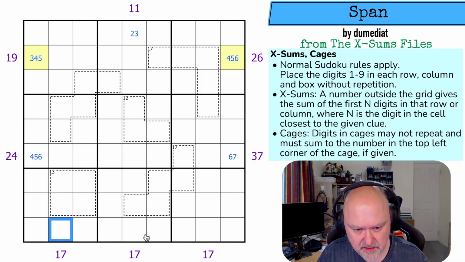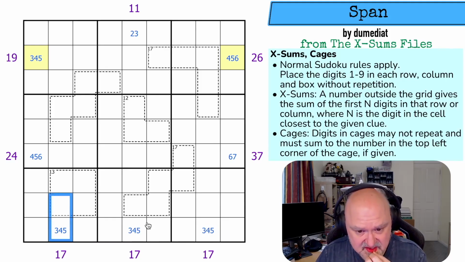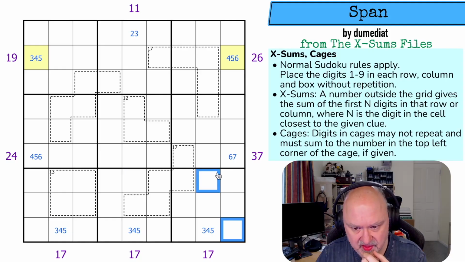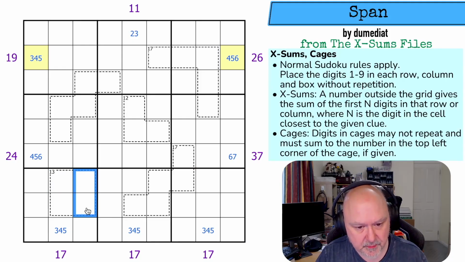Okay, 17. You can't do it in 2 because the next digit would need to be a 15. You can do 3, 4, 5. You can't do 6. So these are all 3, 4, and 5. So one of these is a 3-digit sum. One of these is a 4-digit sum. One of these is a 5-digit sum. That can't be a 3-digit sum because the maximum those two can sum to is 10 because this is a 13 cage. The minimum those could be is 1 and 2, which is 3. So the maximum those could be is 10. So if this was a 3, this would be 3 plus a maximum of 10, and those would sum to 13, not 17. This can't be a 3.